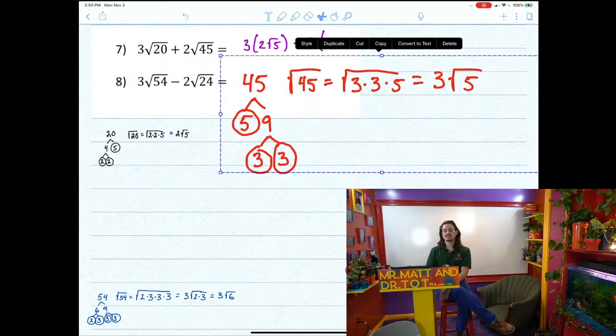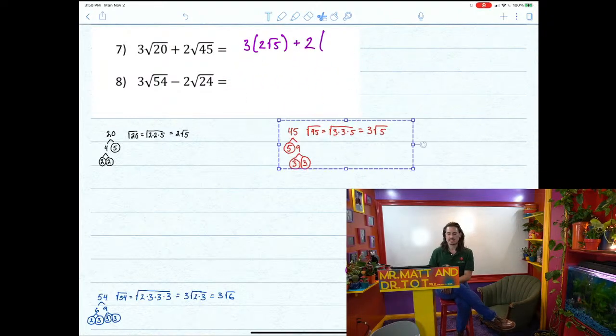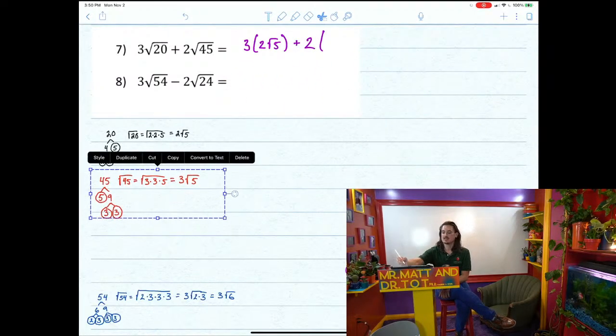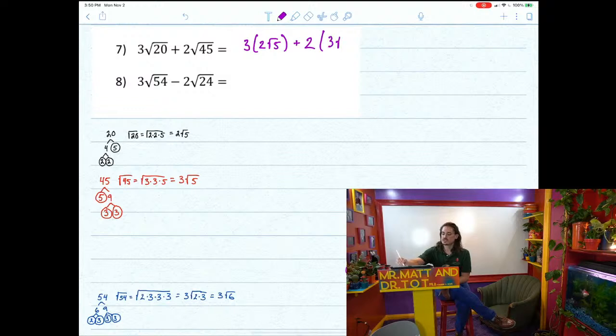Distributing within the parentheses, the coefficients outside the parentheses will only affect the coefficients that are inside the parentheses, not the radicands. 3 times 2 is 6, so we're going to have 6 root 5, plus 2 times 3 is also 6, so we're going to have 6 root 5 plus 6 root 5, so that's going to give us 12 root 5.